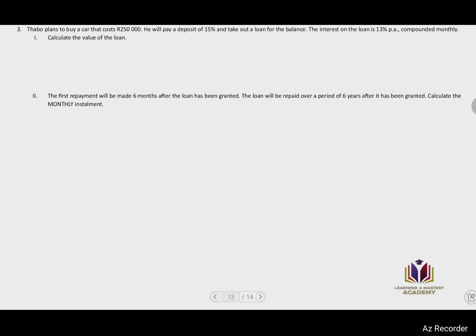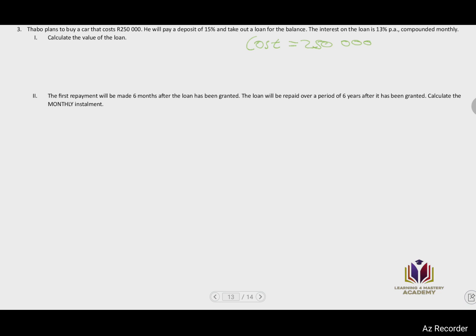Thabo plans to buy a car that costs 250, right? He will pay a deposit of 15% and take out a loan for the balance. The interest on the loan is 13% per annum, compounded monthly. Again, we're going to read this again. Thabo plans to buy a car. This car costs how much? It costs 250. So you can just write your information here. The cost of the car is 250, right?